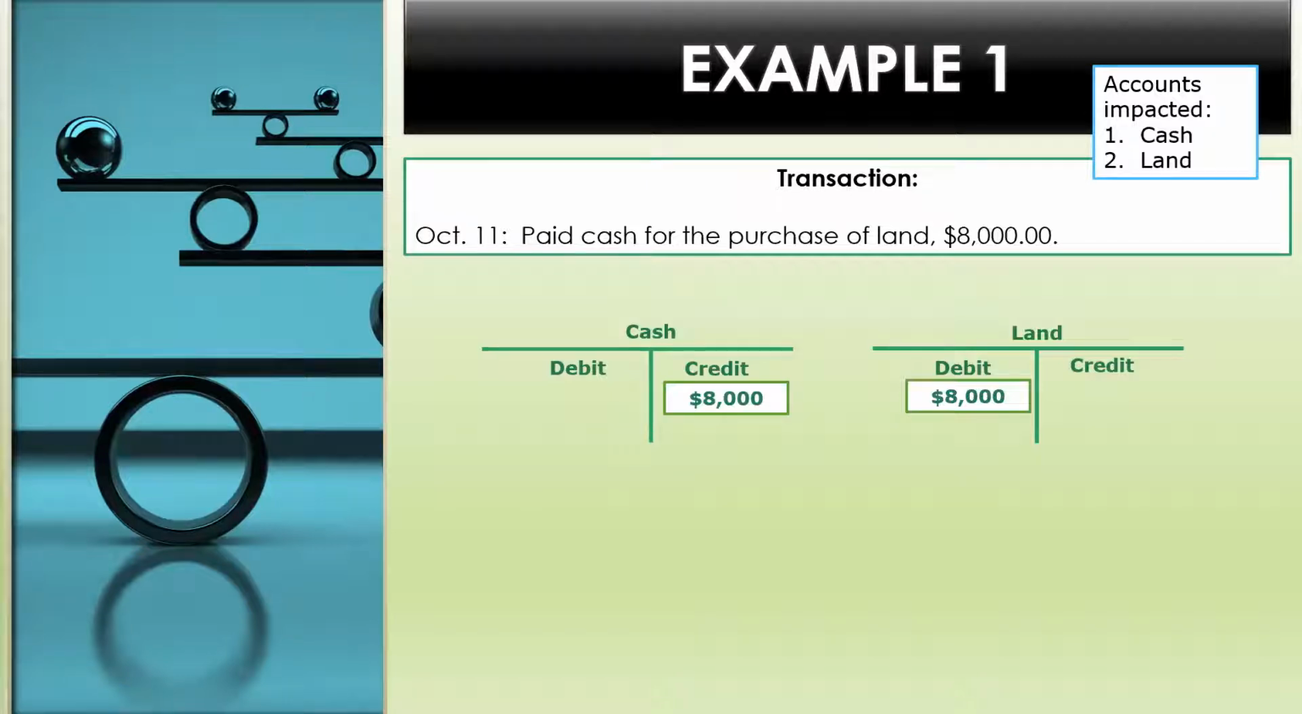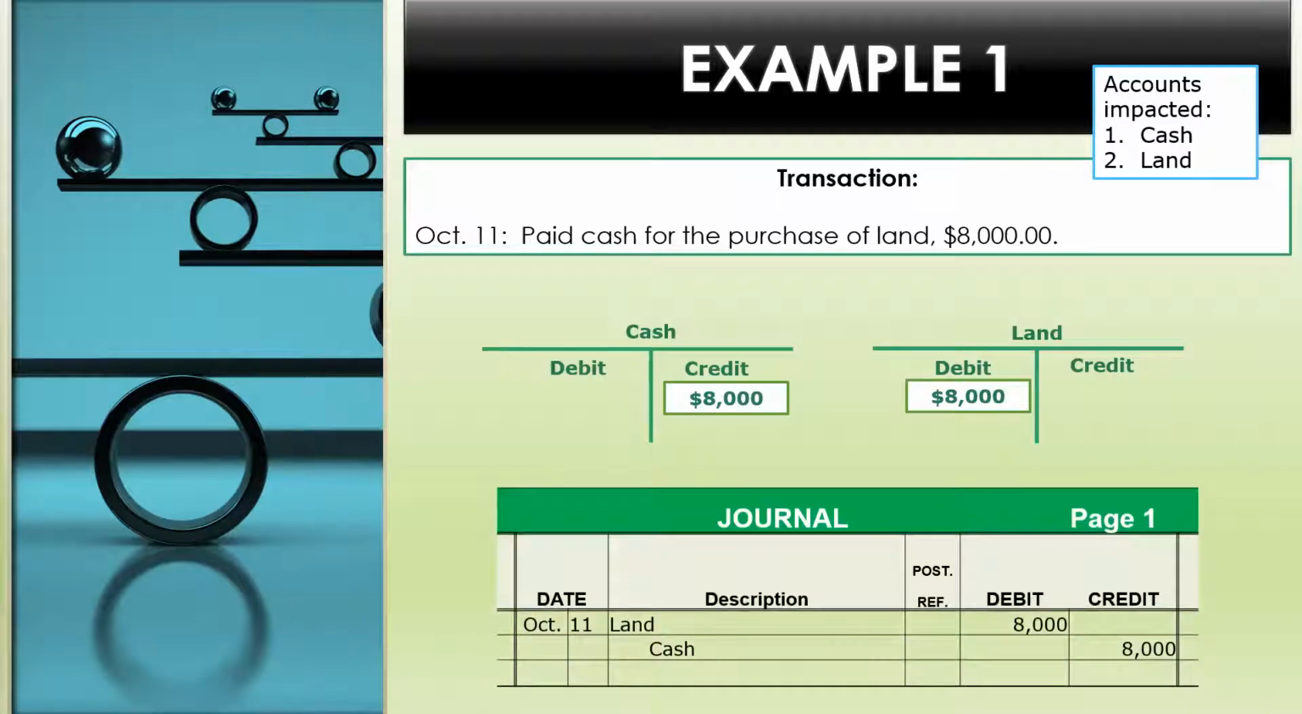Example 1, business transaction. October 11th, we paid cash for the purchase of land in the amount of $8,000. This transaction impacts the cash account and the land account. This is what it looks like when we journalize this transaction.